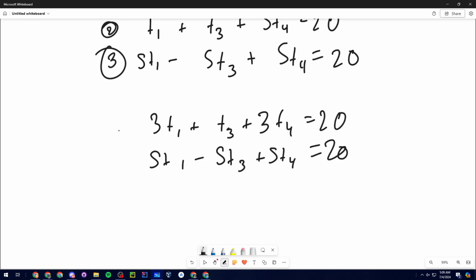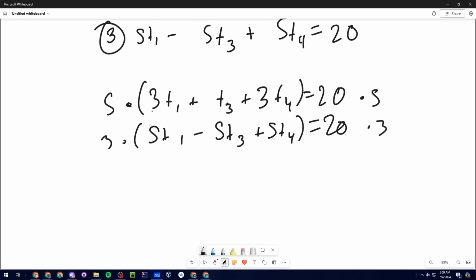Notice how if I do 5 times this, and then 3 times this, you'll have to do the same on both sides. You can actually cancel your T1 and T4. That will just leave you with T3. So I'm not even going to bother doing the arithmetic with this. I'm just going to cross them out. So 5T3 minus 3 times 5, which is 15, T3, is equal to 20.